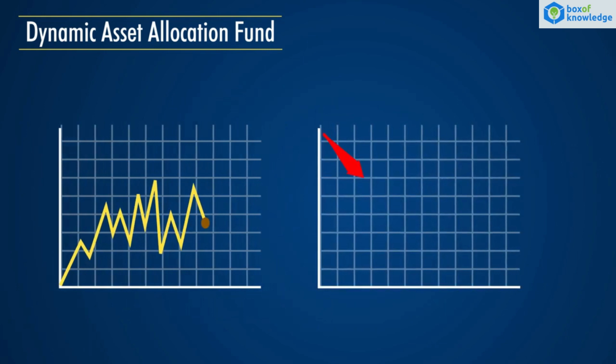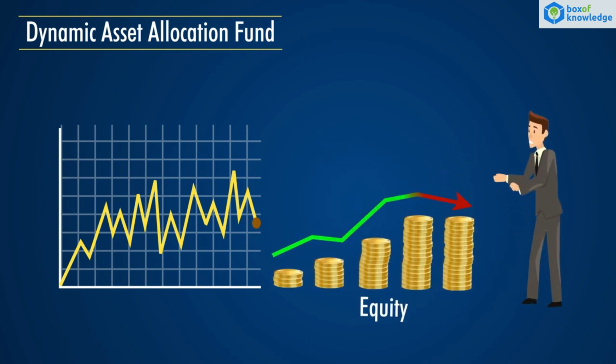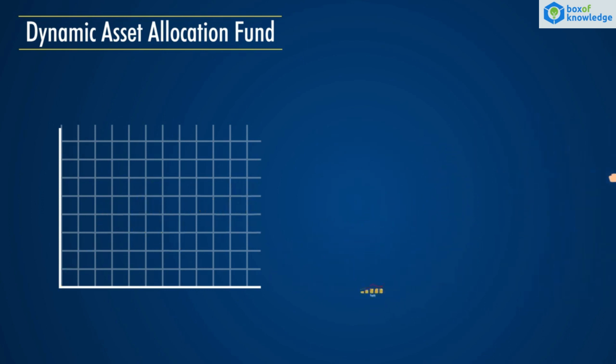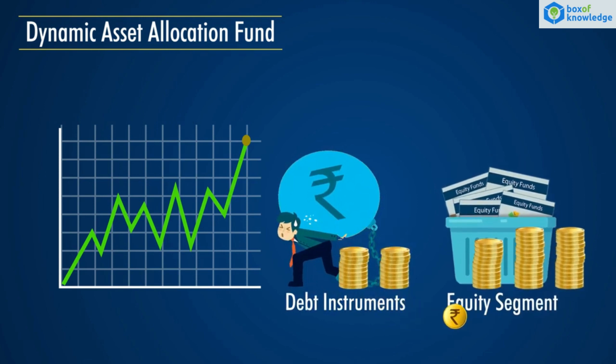If there is a slump in the economy or rising market uncertainty, then the fund manager would reduce the fund's exposure to the equity markets. And whenever the stock market is booming, then the fund manager would reduce their exposure to debt instruments and allocate more money in the equity segment.